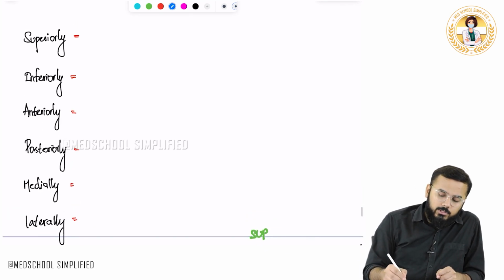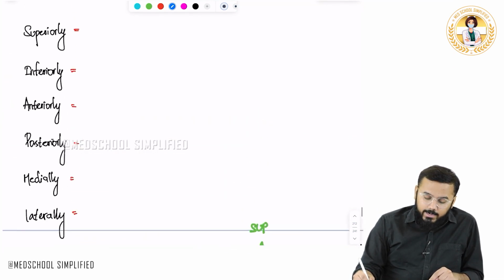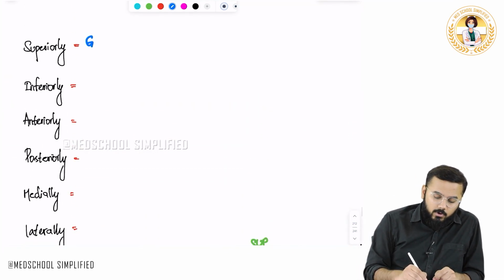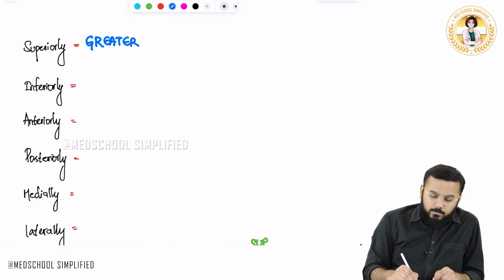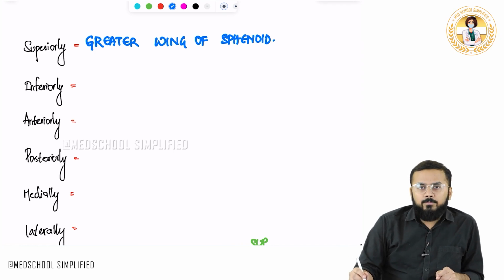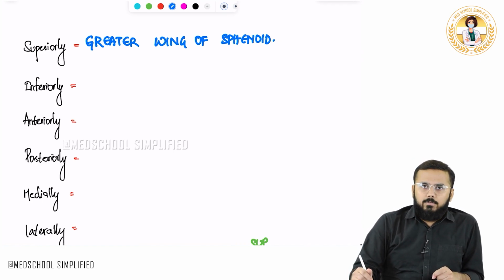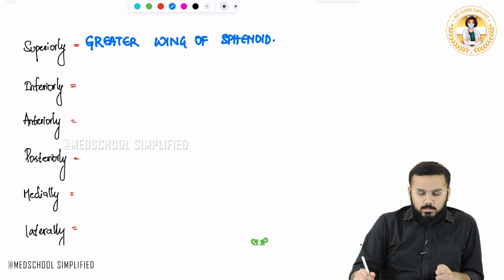First important thing is that superiorly I have got the greater wing of sphenoid. If you are confused about the greater and lesser wing of sphenoid, in the lecture on the middle cranial fossa I have clearly explained what the greater wing and the lesser wing of sphenoid are, so you can watch that. So this is the greater wing of sphenoid.